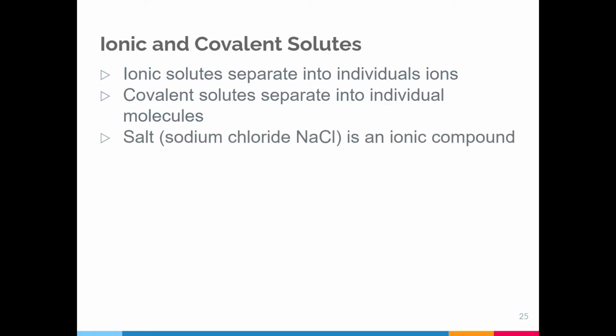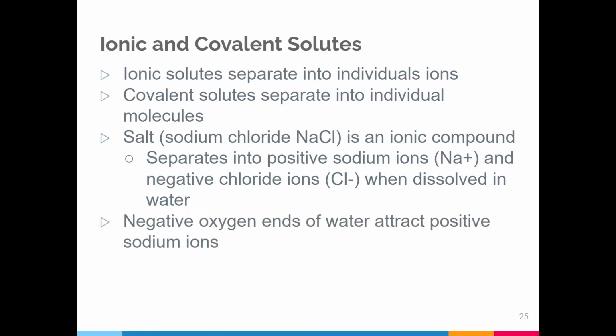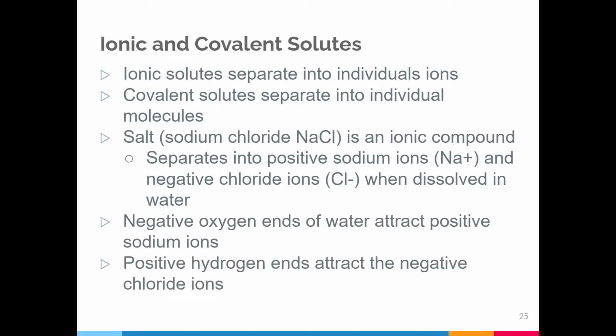For example, sodium chloride is an ionic compound. So when it dissolves into water, it will separate into a sodium cation and a negative chloride anion. The negative oxygen ends of the water attract the positive sodium ions, because opposites attract, and the positive hydrogen ends attract the negative chloride ions. These forces of attraction pull the ions apart.